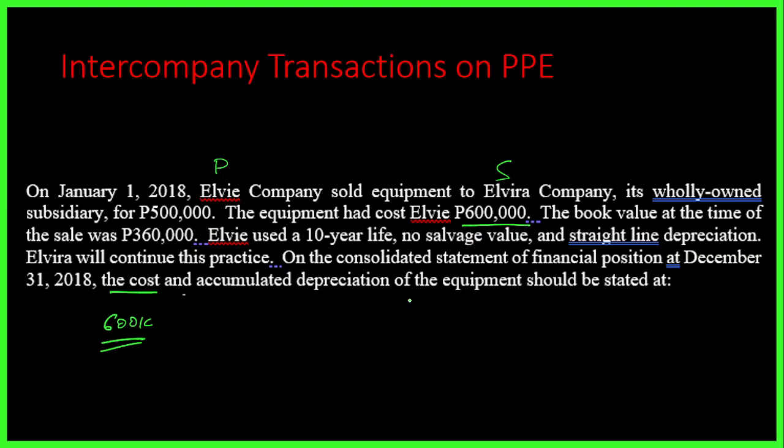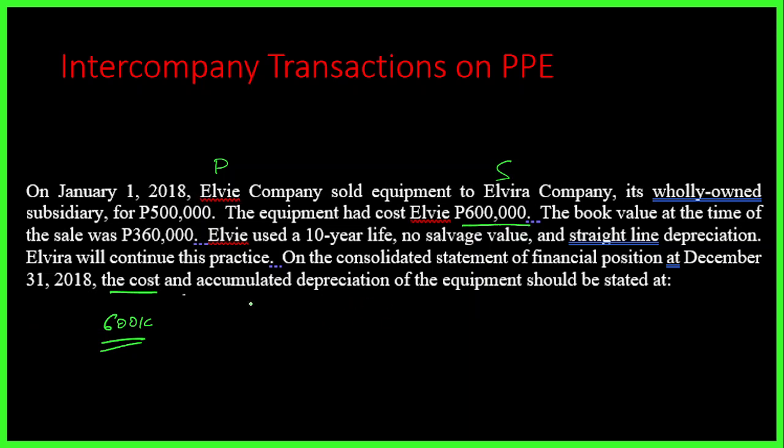Why? Because, sabi niya, the book value at the time of the sale was 360. LV used a life of 10 years. Even though it was acquired for 500, during the consolidation process this 500 na PPE should be restored to its original cost, which is 600, through the process of elimination, syempre. So the cost is now 600,000.